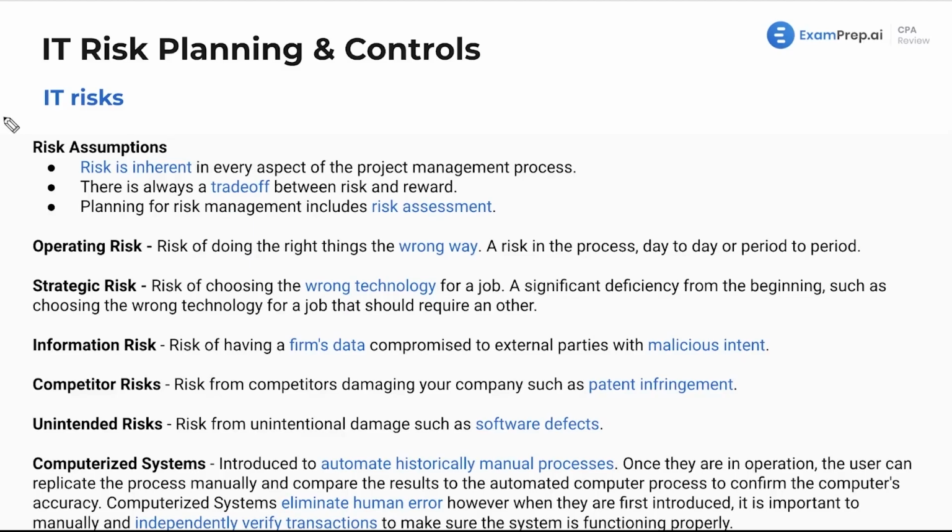Here are some risks related to IT that I put together. Let's run through them and make sure that we know them.